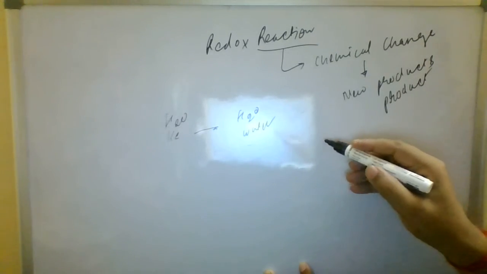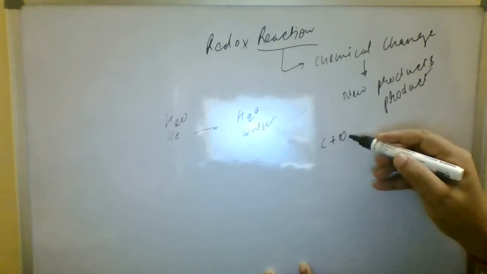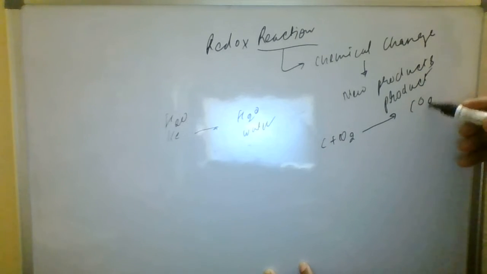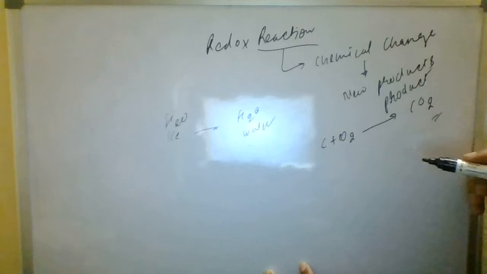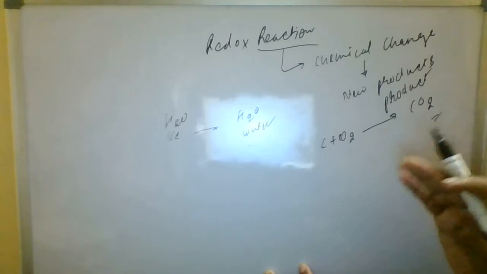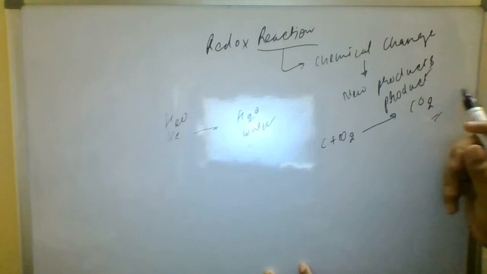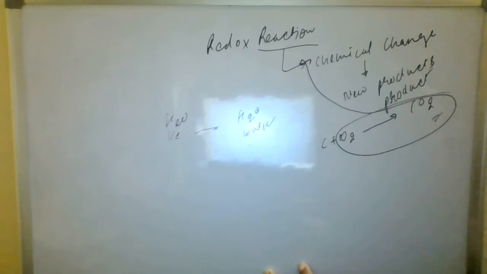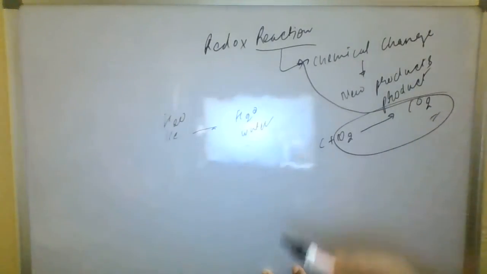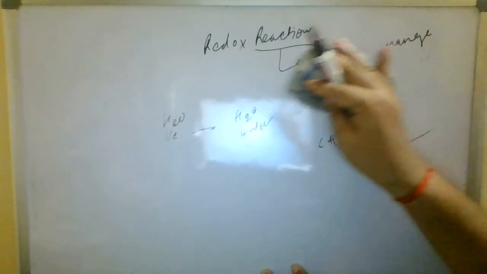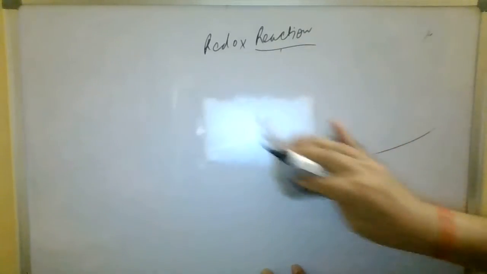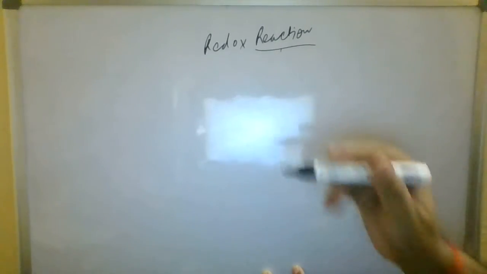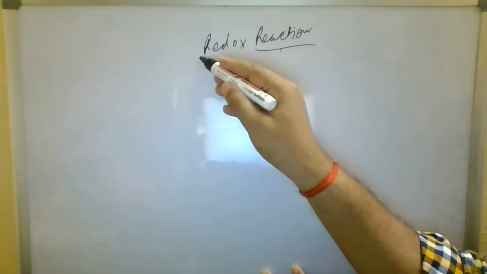But suppose carbon is burning with oxygen. Here carbon dioxide is formed. A new substance is getting formed, and that is irreversible. So it is a chemical change, and chemical change is studied under chemical reactions. There are so many types of chemical reactions, and the one we are going to study is the redox reaction.